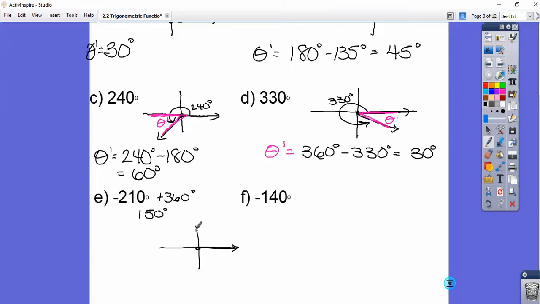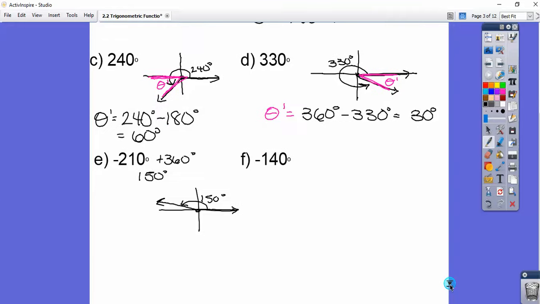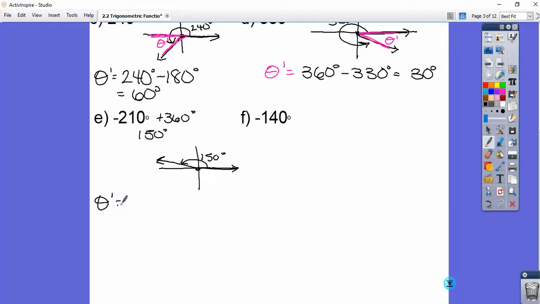So 150 is between 90 and 180. How would I get my reference angle? 180 minus 150. We'll get 30 degrees. Okay, if I had negative 140, do the same thing, add your 360, and that would give you 220.